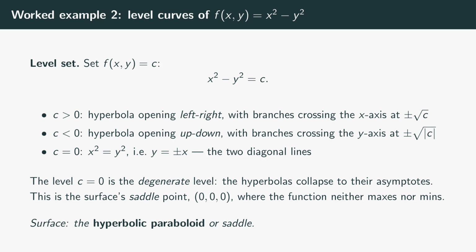That's the degenerate level. Geometrically, the surface z equals x squared minus y squared is a saddle, also called a hyperbolic paraboloid. Walk along the x-axis with y equals 0, and the surface curves upward like a parabola. Walk along the y-axis with x equals 0, and the surface curves downward, also like a parabola. At the origin, the point 0, 0, 0, the surface has a saddle point, a critical point that is neither a maximum nor a minimum. The diagonal lines at level 0 are the level set passing exactly through this saddle. We'll meet saddle points formally when we study optimization in episode 9. For now, just notice how much the level curve plot tells us about the shape of the surface.